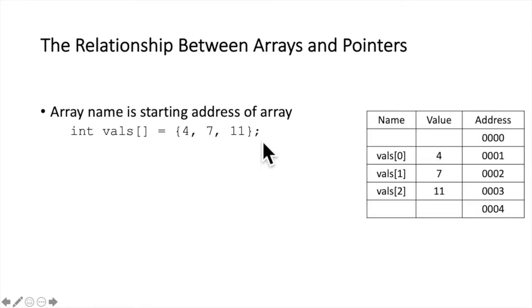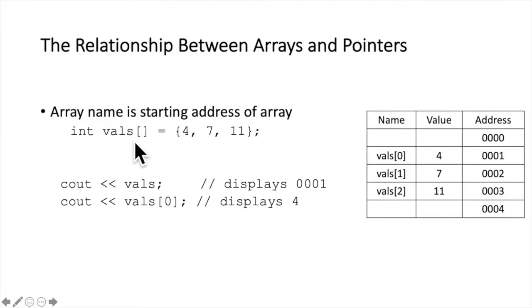If we visualize this array, we have the array name vals. Index 0, element 0, is 4; index 1 is 7; index 2 is 11. And these are the addresses. So 001 is the first element's address, 002 is the second element's address, and 003 is the third element's address.